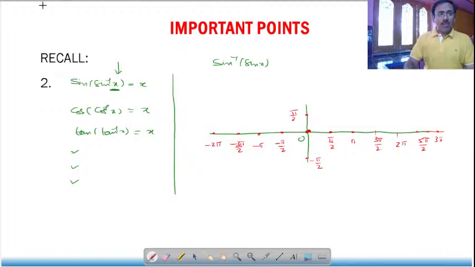Now dear friends, what I suggest is you just draw y equals x and try to remember this. Then passing through pi, it comes like this. Then it goes through 2 pi, it goes like this.